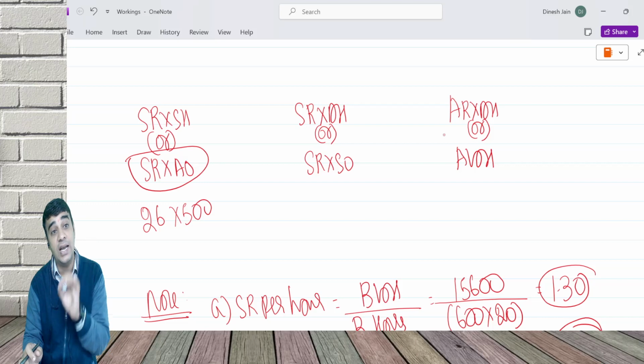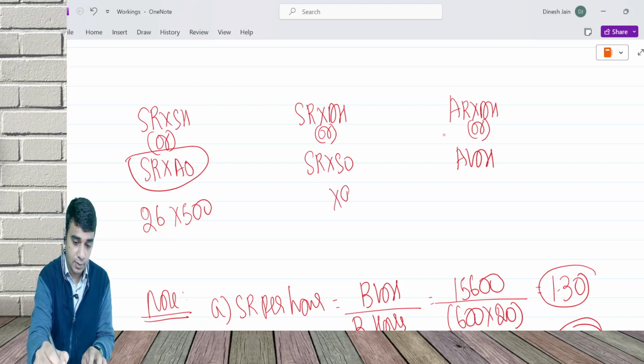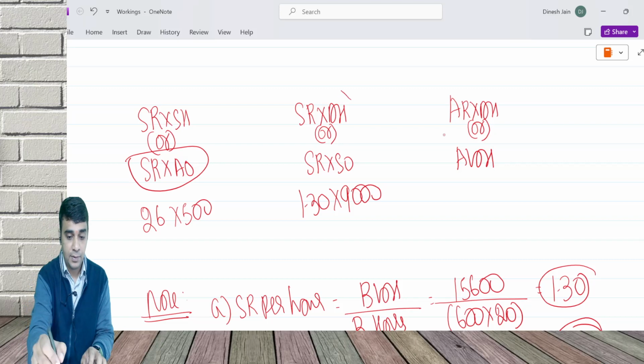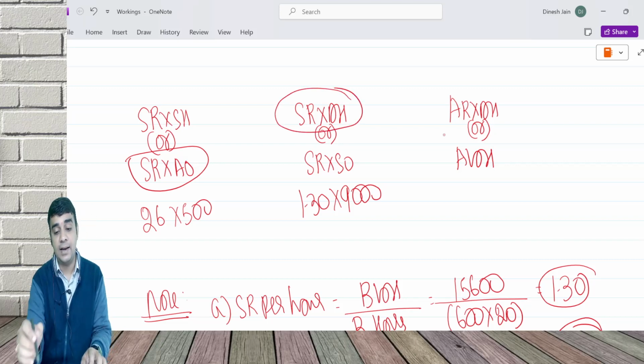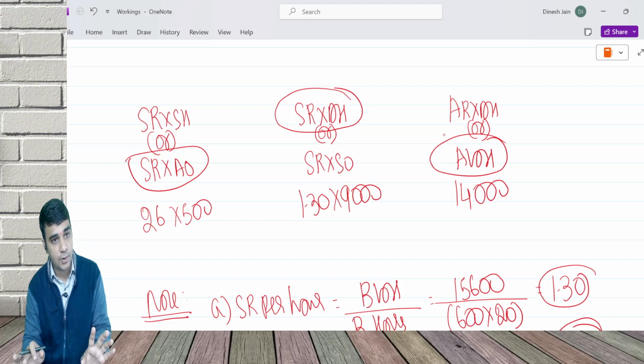Between AH and SO, one of them will be readily available. See the question and tell me. Actual hours or standard output. How much is the actual hours? With 9,000, I'll have to use 1.3, SR per hour. AVOH will be directly available. How much is actual variable overhead given in the question? Problem is over, because my computation table is over. But I'll show you the other calculation also, so wait for some time.